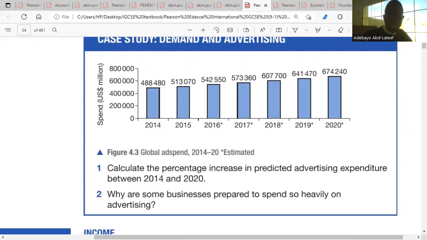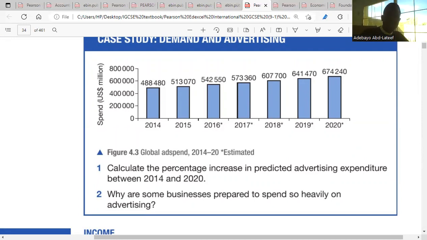We're talking about the percentage here. So the end year, which is 2020, minus the expenditure of 2014, divided by the expenditure of 2014, multiplied by 100. I think it's more than 25%. Let's check. We have 185.76 over 488.48 multiplied by 100. That's 38%.